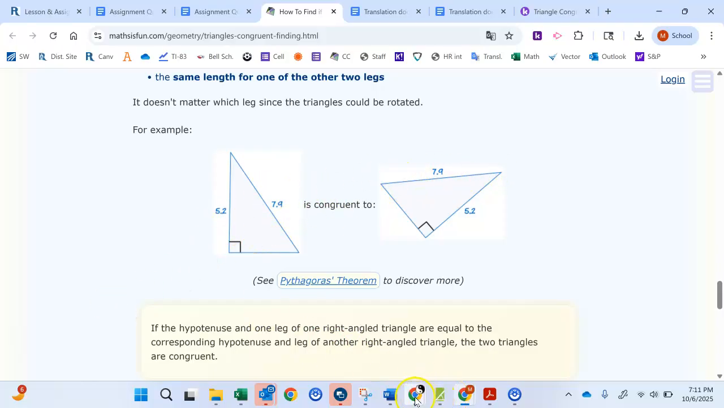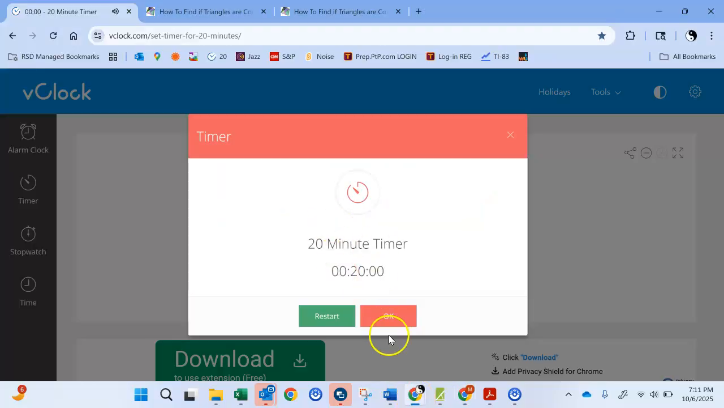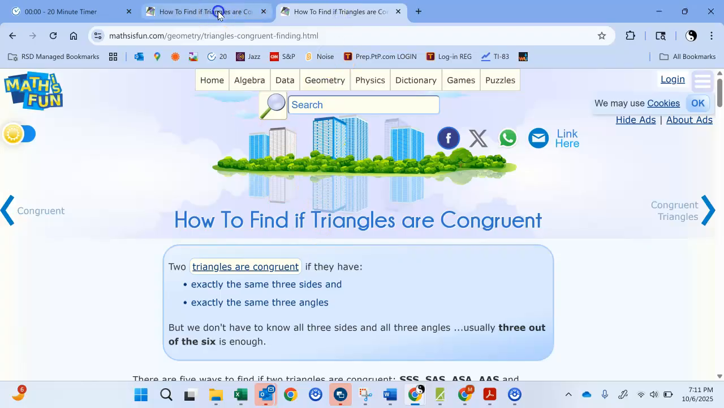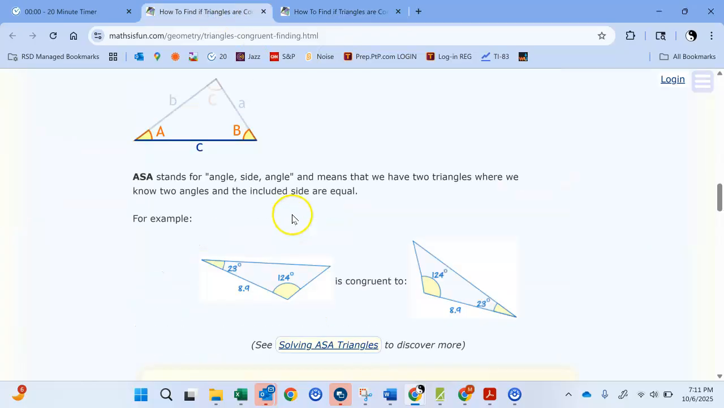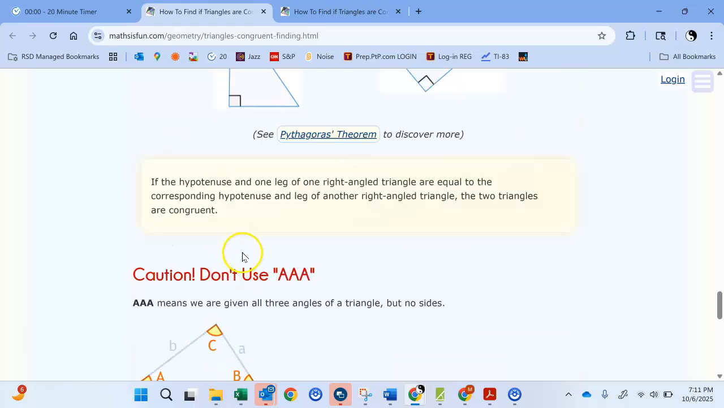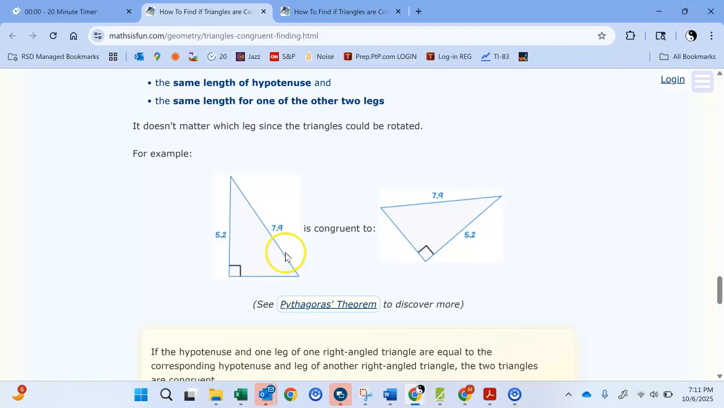Hypotenuse. Hold on. Let's go back to this. Where'd it go? Okay. Again, hypotenuse, hypotenuse, across from the right angle, across from the right angle, and one side, 5.2.